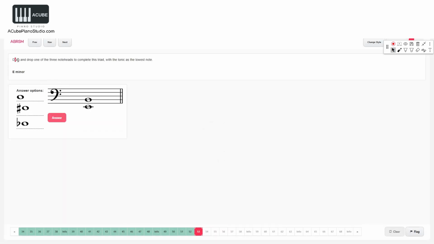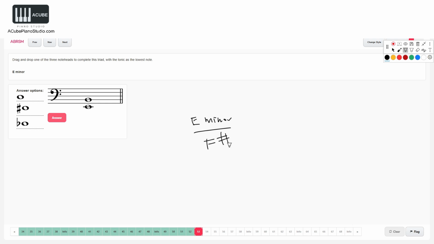Next, I want to drag and drop to complete this triad with the tonic as the lowest. And remember, I told you the stack on top pattern, right? So the note that is missing is the middle one. It must be stacked here. Before I choose one of the notes here, I need to determine whether I need sharp or flat or nothing. So E minor, what do we have in the key signature? F sharp, right? Just F sharp.